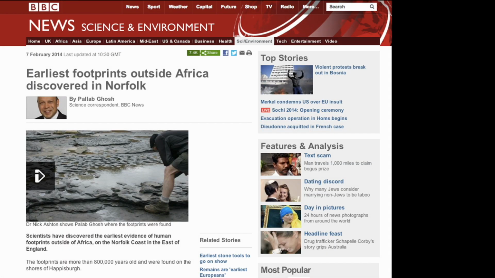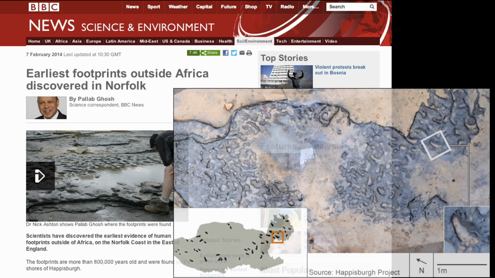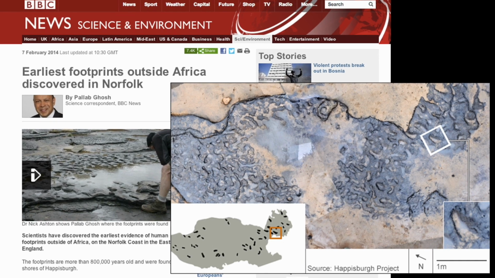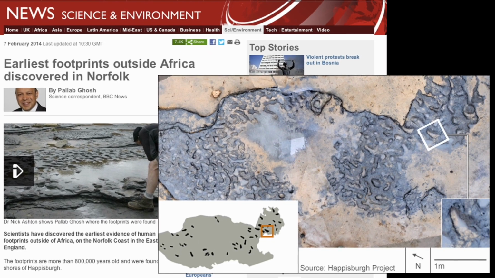This find was reported in 2014, and really quite remarkably, a series of fossil human footprints were discovered in sands at a location called Happisburgh, which is close to Norfolk in England. And these footprints were dated at around 800,000 years old, maybe as old as 850,000 years old. And this location is really very, very significant.